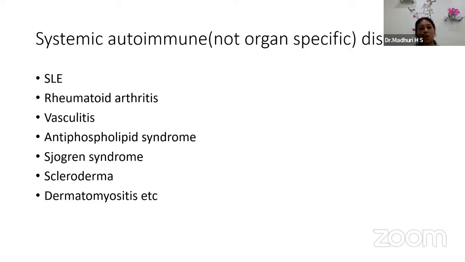Then there are the non-organ specific or multi-systemic autoimmune diseases also. Here the most common or most popular disease is SLE. Apart from that, there are also other diseases like vasculitis, antiphospholipid antibody syndrome, Sjogren syndrome, and others. Rheumatoid arthritis can be localized and can become generalized if left untreated. So that also can be classified under the systemic autoimmune diseases itself.